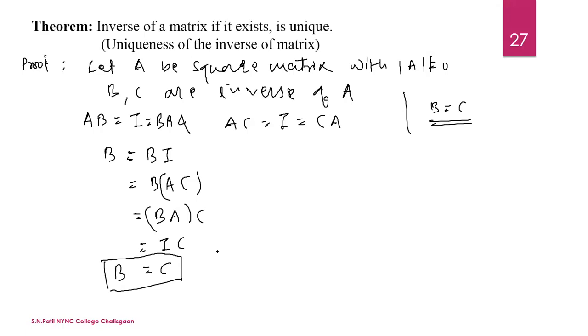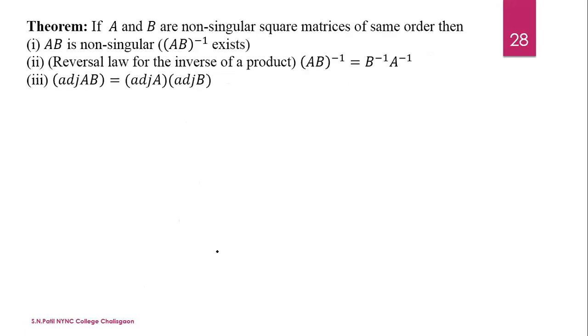Now next, in this theorem there are two non-singular matrices given, A and B. A and B are non-singular square matrices of the same order, then first, AB is non-singular. Second is the reversal law of the inverse of a product, that is (AB) raised to minus 1 is equal to B inverse into A inverse. And third, adjoint of AB is equal to adjoint of B into adjoint of A. Now let us prove the first.